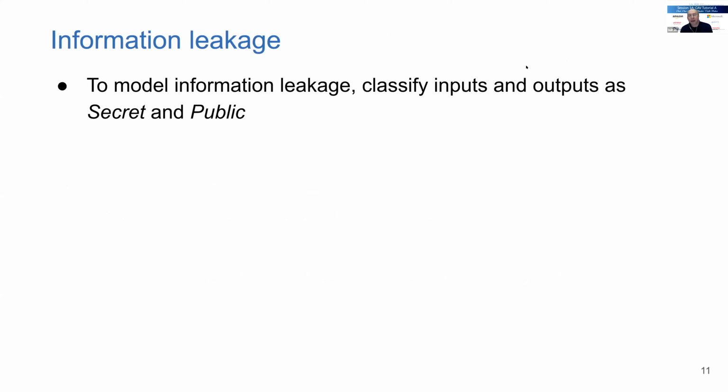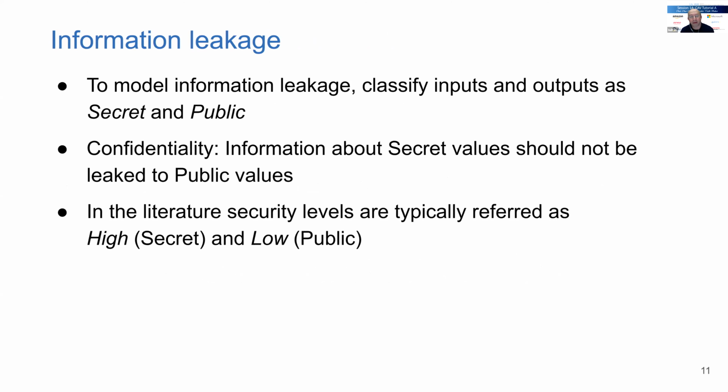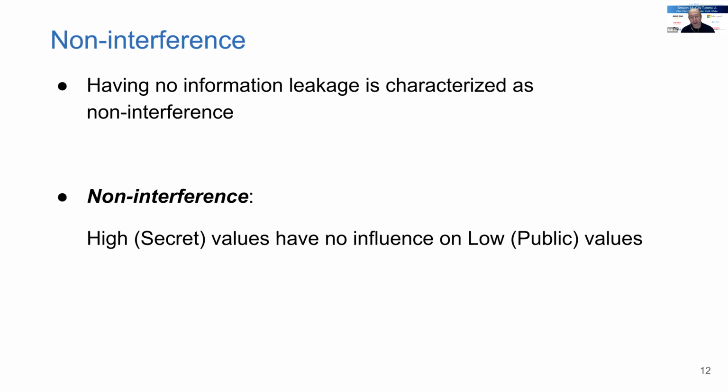To model information leakage, typically you classify inputs and outputs as secret and public. And confidentiality is basically that information about secret values should not be leaked to public values. Typically in the literature, people use high to indicate secrets, and low to indicate public inputs. So that's basically the security level. High means high security level, secret, and low is low security level, public. So I will mention these during the talk.